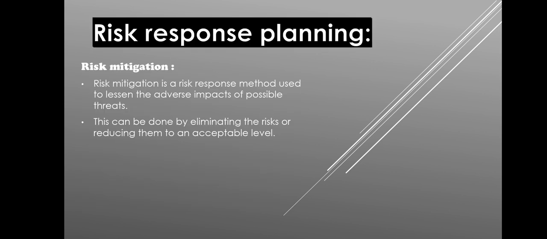Risk breakdown provides the following information: a list of project risks with information organized from the highest to the lowest level, individual risks grouped by risk source, define total risk exposure for the project, multiple levels of information with the corresponding details. Risk response planning contains risk mitigation. It is a risk response method used to lessen the adverse impact of possible threats. It can be done by eliminating the risk or reducing it to an acceptable level.